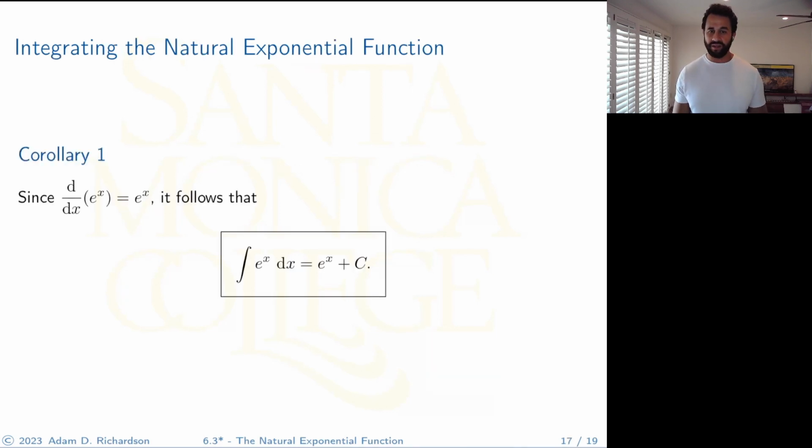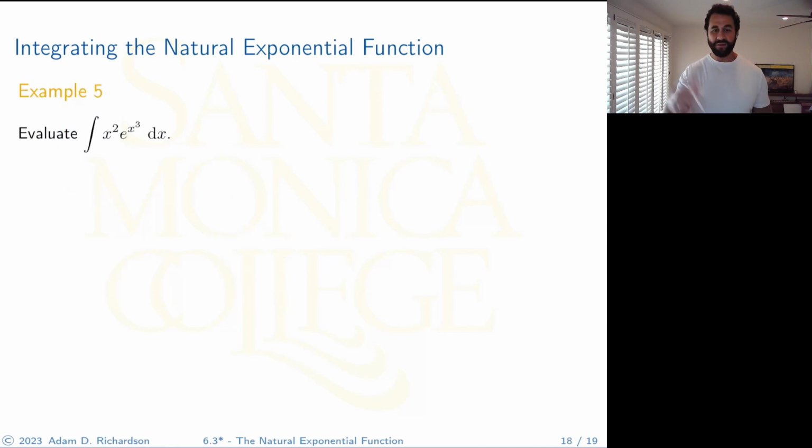Now, how do we integrate the natural exponential function? Well, since we know that the natural exponential function is its own derivative, it follows that its integral is just itself as well, but perhaps shifted by some constant c. Why is that? Because if I were to differentiate this thing, I will get e to the x. Therefore, an antiderivative of e to the x is itself also. Nice. Now we can do stuff like this.